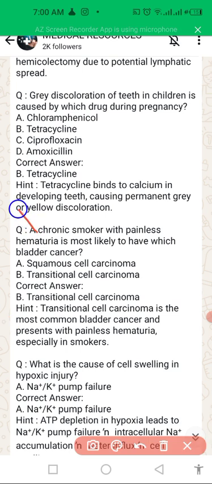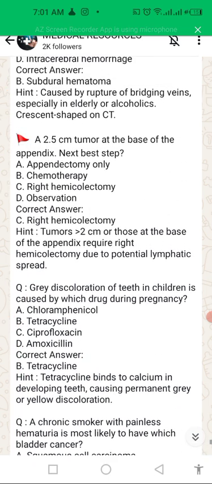Next one is a chronic smoker with painless hematuria, bleeding in the urine, and then most likely have bladder cancer. If bladder cancer is transitional cell carcinoma, answer is B. Transitional cell carcinoma presents with painless hematuria in smokers. Gray discoloration of the teeth in children occurs because tetracycline binds to the calcium in developing teeth and permanently causes gray to yellow discoloration. Tetracycline can cause gray.